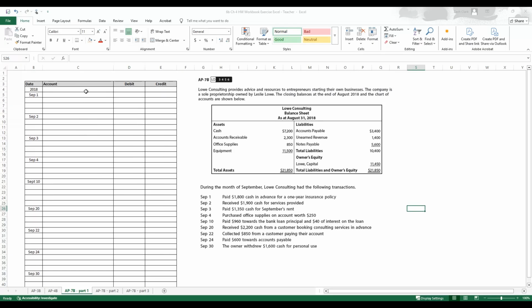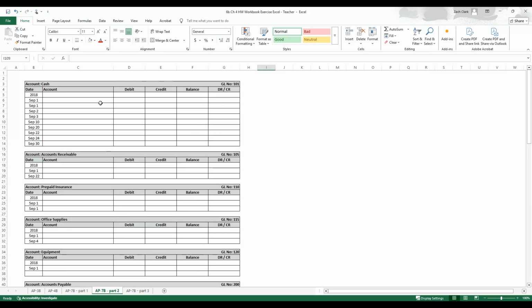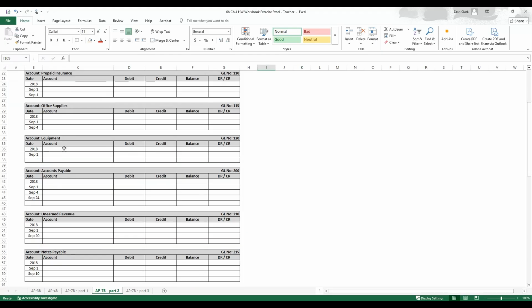So the first being very similar to what we did in AP 4B, just creating all the journal entries for a number of different transactions. That'll be our first part. The second part is going to be posting those journal entries to the individual ledger accounts.